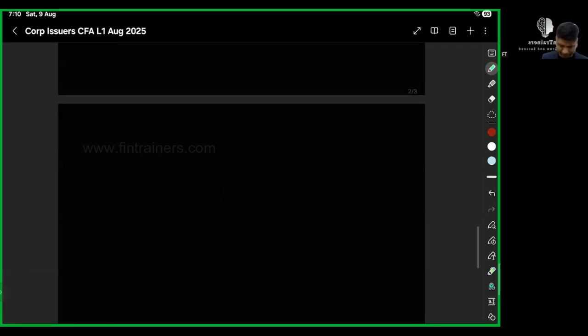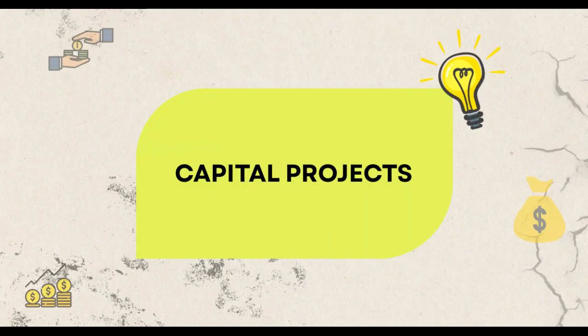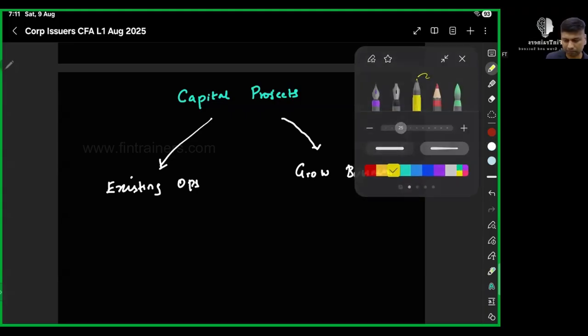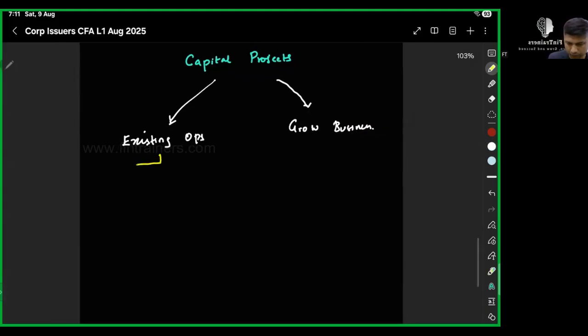But we can divide these capital projects very broadly into investing in existing operations and growing the business. Capital projects, we can use this capital for investing in your existing ops or for growing the business, right? Now, when you think about existing operations, some of this is just maintenance and some of this could be for another one. I'm just going to start with the maintenance type of projects.